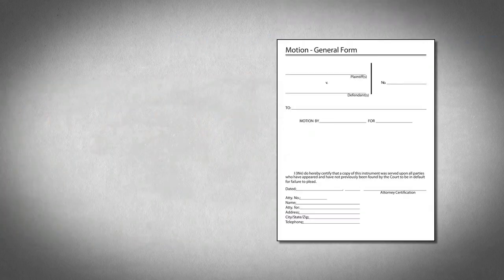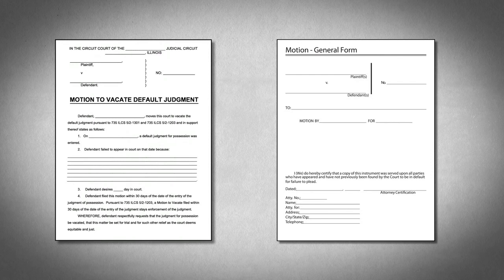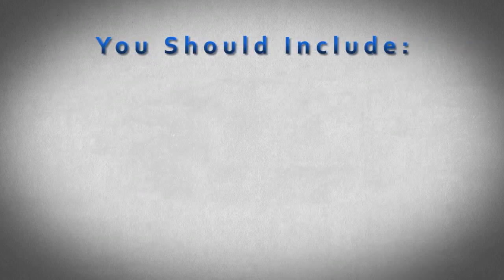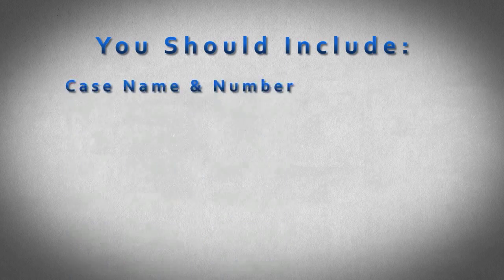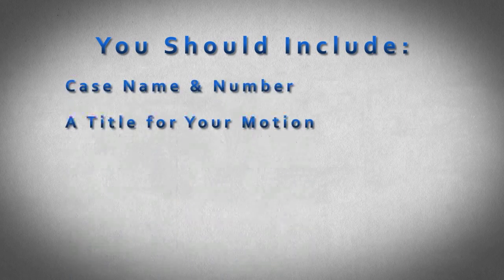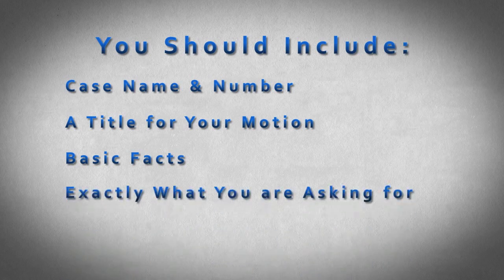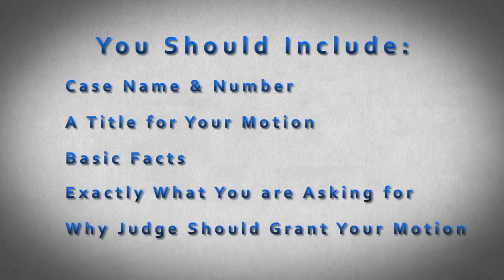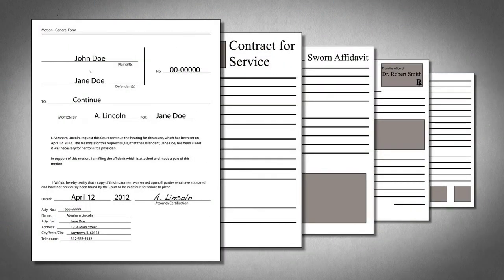Usually there are blank motion forms that you can fill out, but sometimes there are specific forms for specific kinds of motions. When filling out your motion, you should include the case name and number assigned to your case, a title for your motion, which is what you're asking for, basic facts about the case to help the judge in deciding your motion, exactly what you are asking for, and why the judge should agree with what you are asking for and grant your motion. You should also attach any documents that help support your motion.